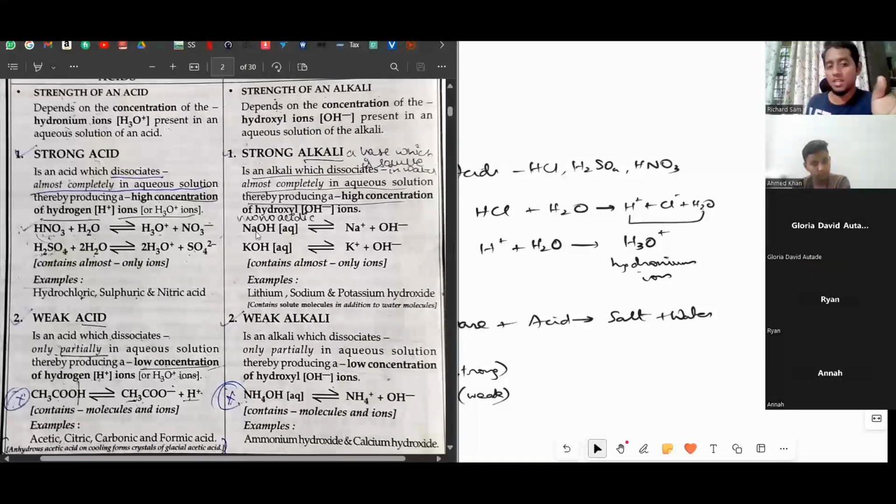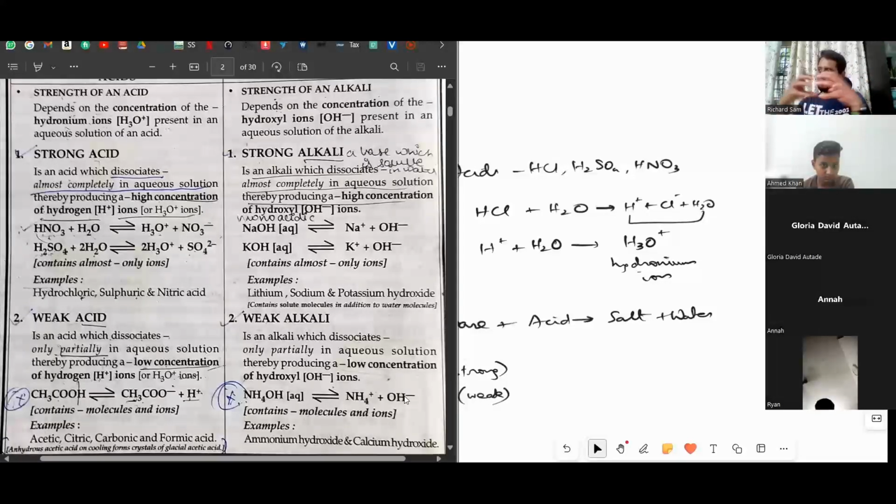For alkali also, same thing. Now these are the two strong alkalis, right? Sodium hydroxide and potassium hydroxide. Here also, when you put them in water, what happens? They will separate into sodium ions and hydroxide ions. So if there's a high concentration of hydroxide ions, that's a strong alkali. If there's a low concentration of hydroxide ions, it's a weak alkali. So it depends on the dissociation. More dissociation, more hydroxide ions, strong alkali. Less dissociation means fewer hydroxide ions, weak alkali. Is everyone clear with this or not?